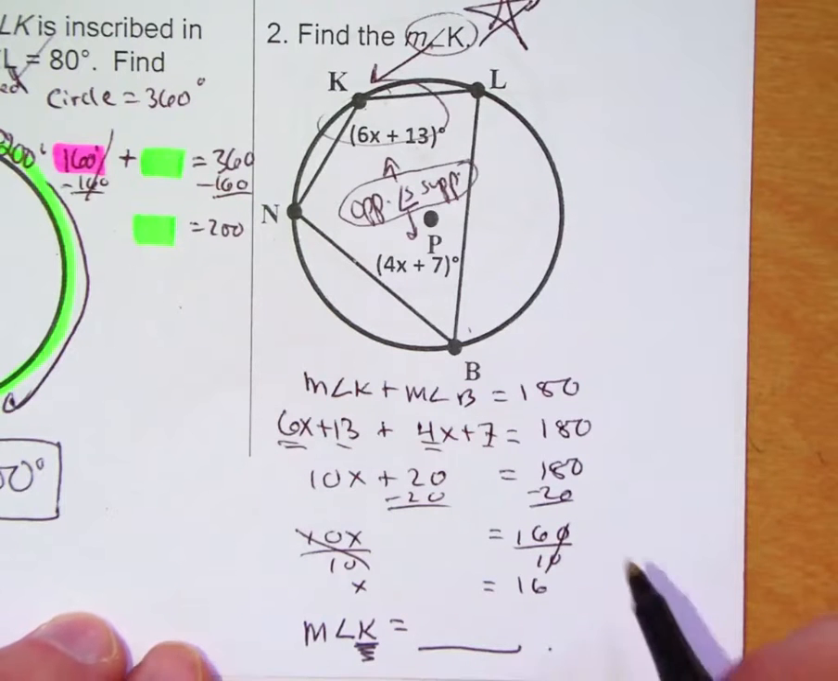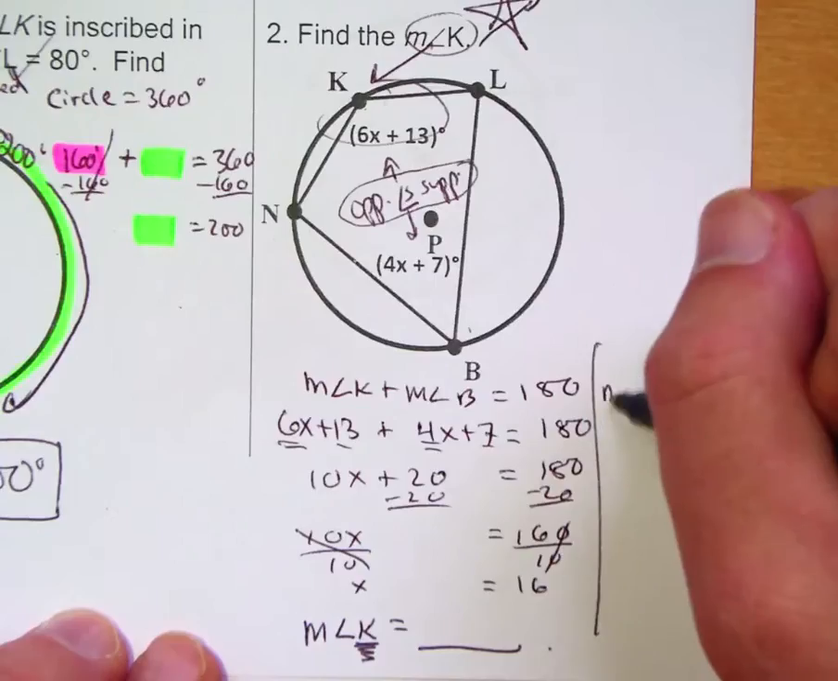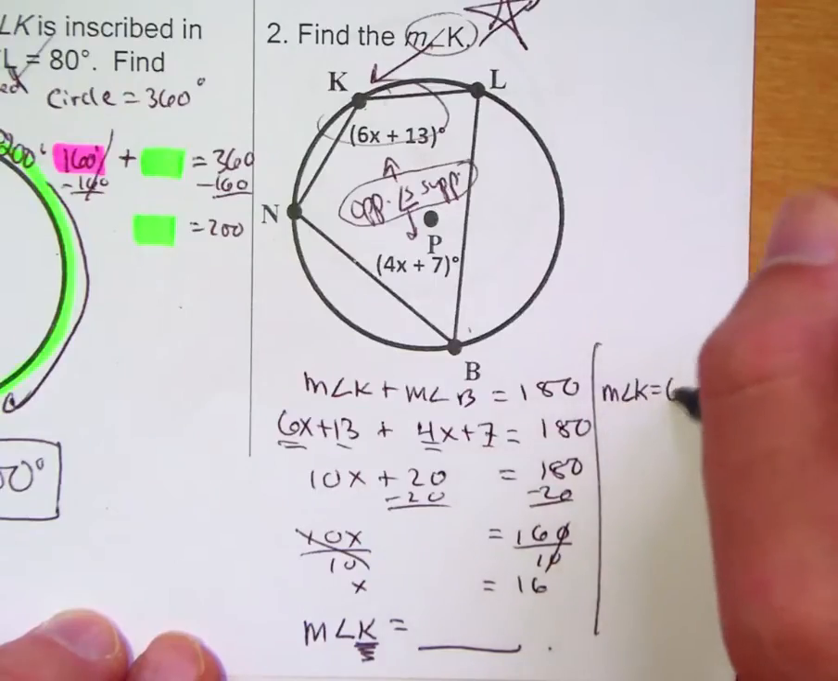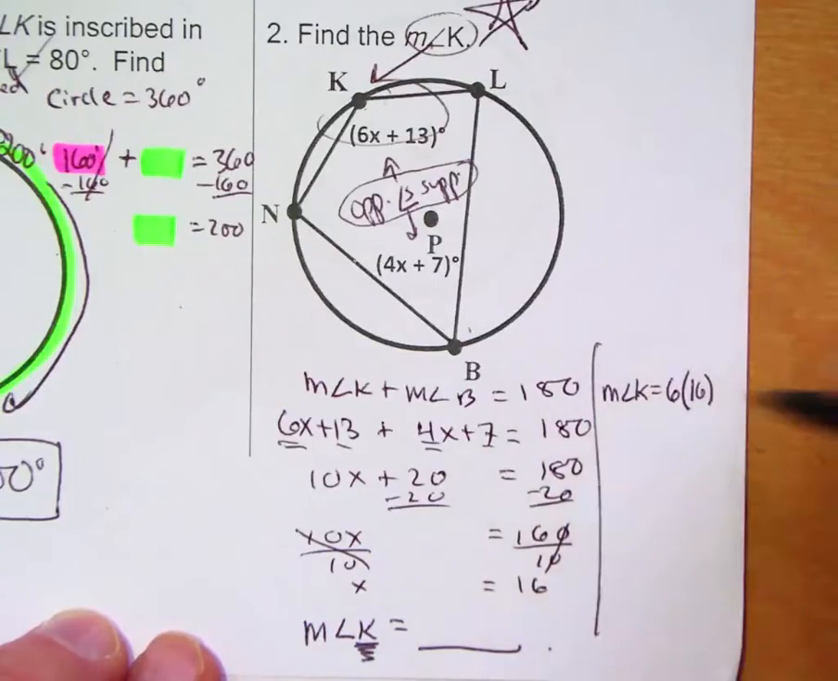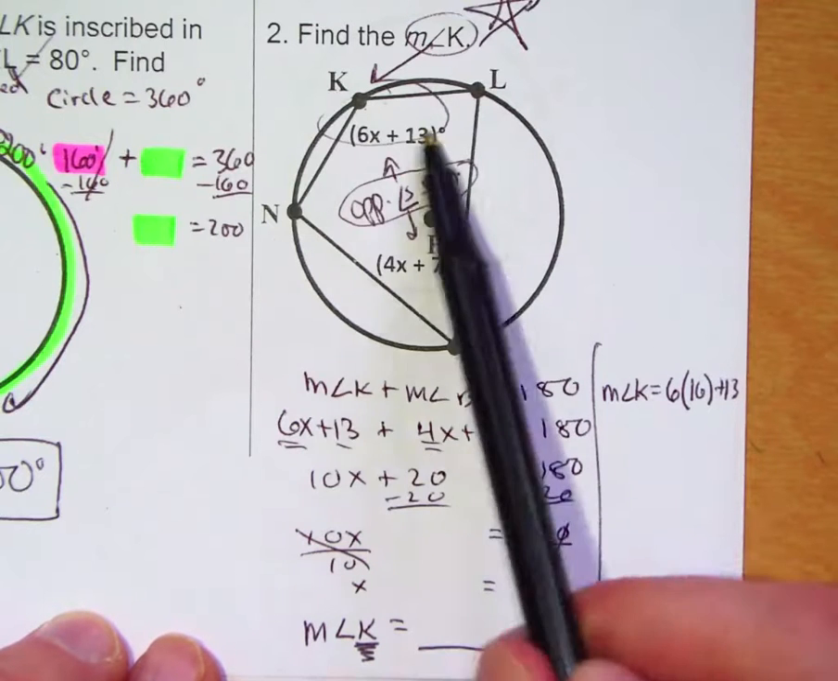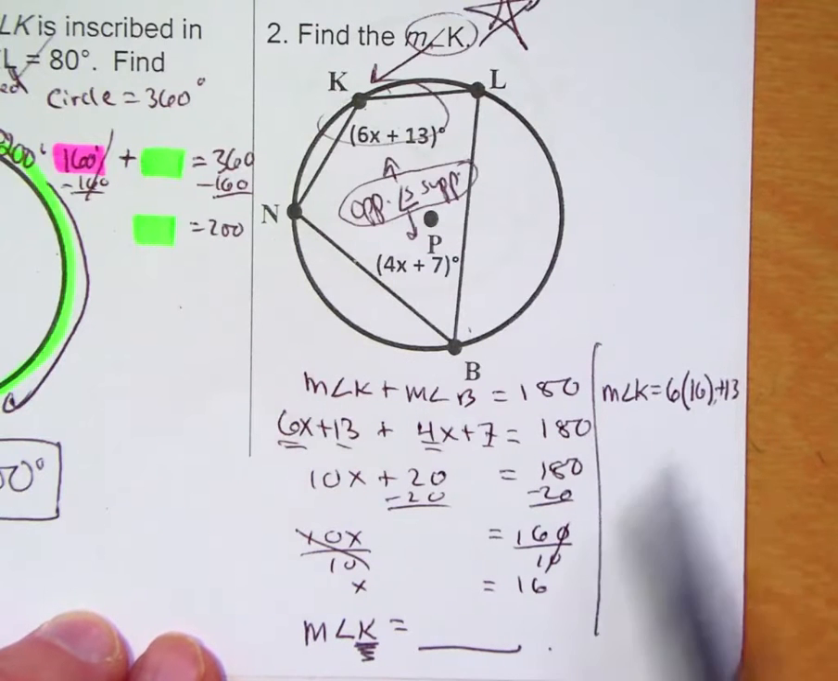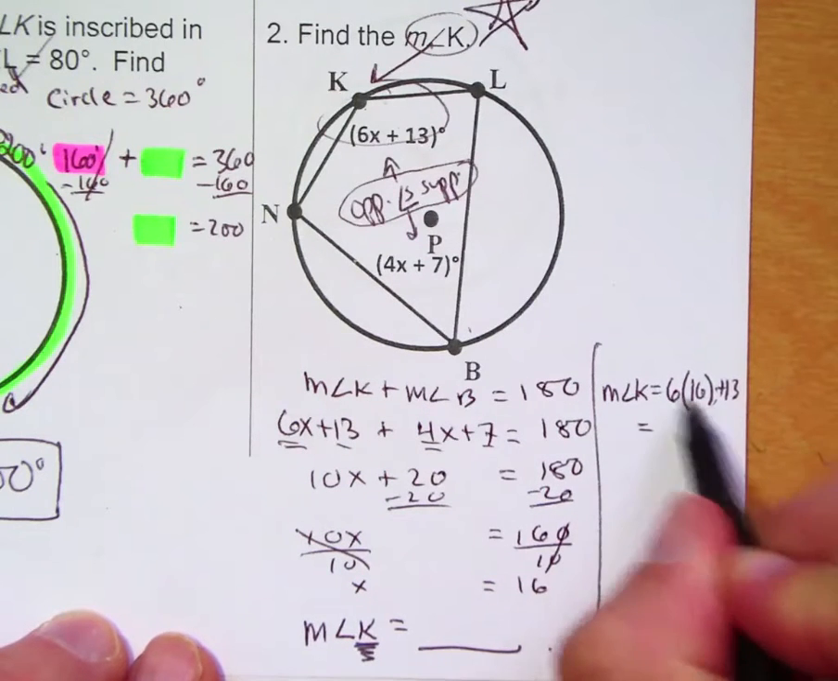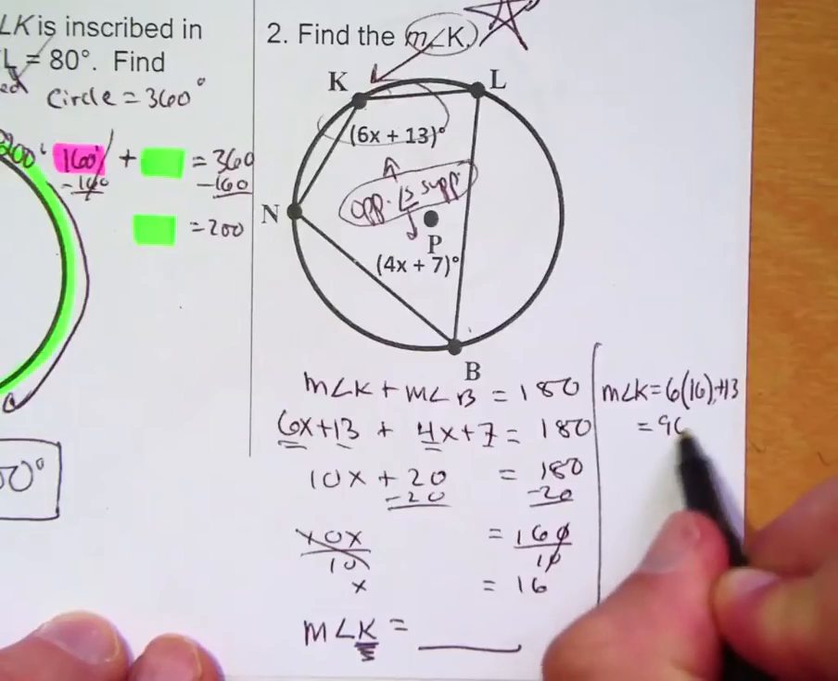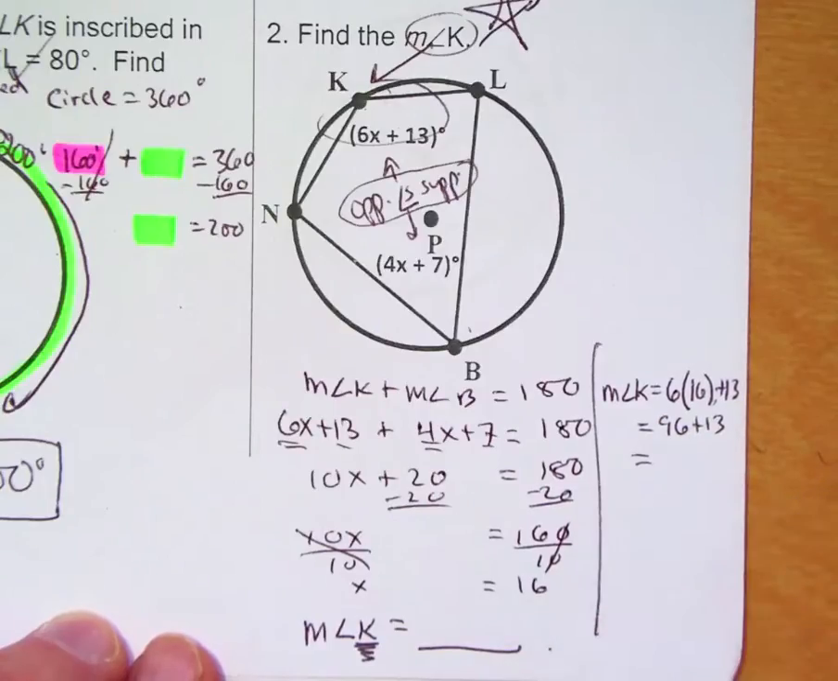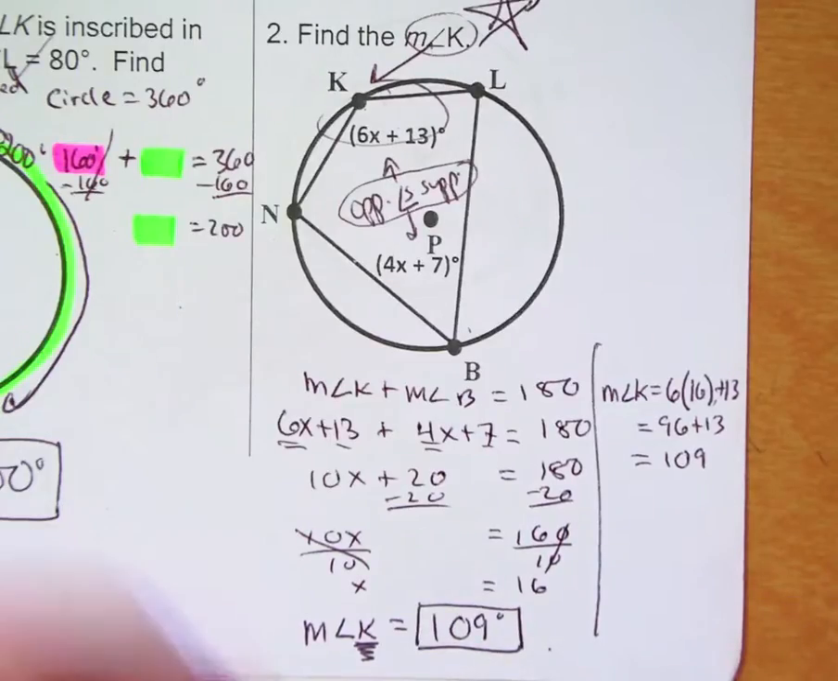I'm not done. I need to go back and substitute it in and figure out that the measure of angle K is equal to, in this case, 6 times 16 plus 13. I just took this expression for K, and I'm substituting in the 16 for X. That's going to be 60 and 36 is 96 plus 13. I think that's going to be 109 degrees. And then I'm done, and I feel good about it. I found the right thing.